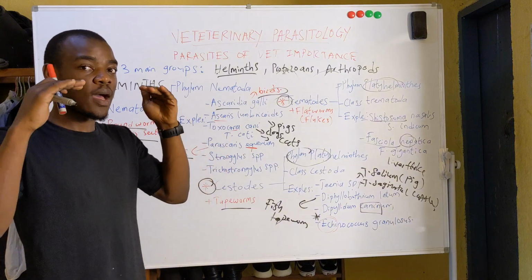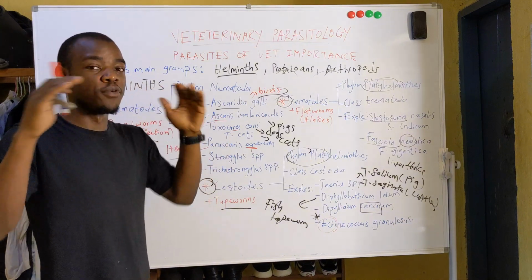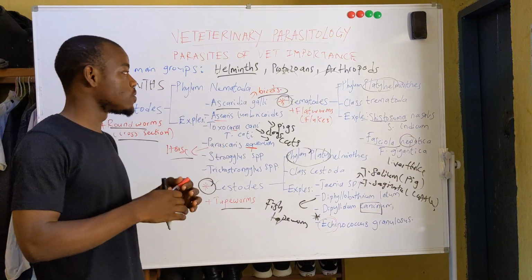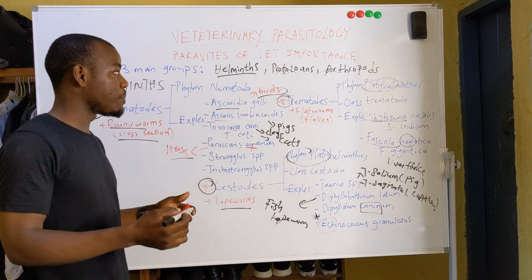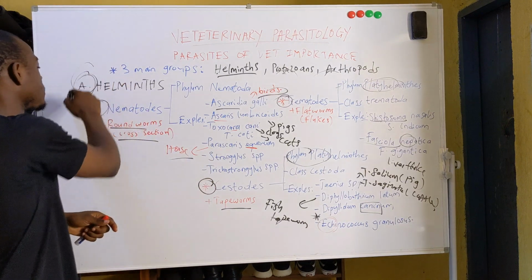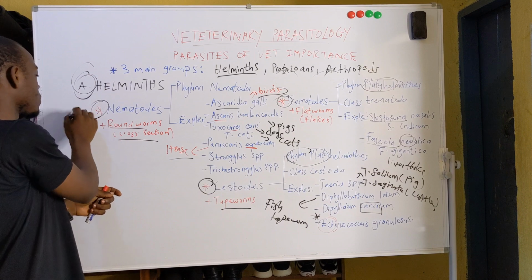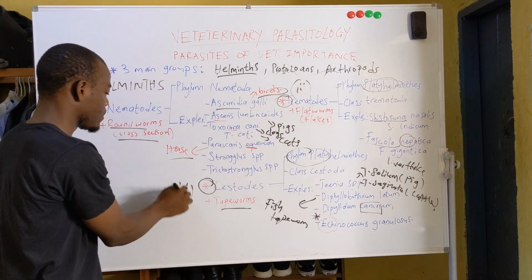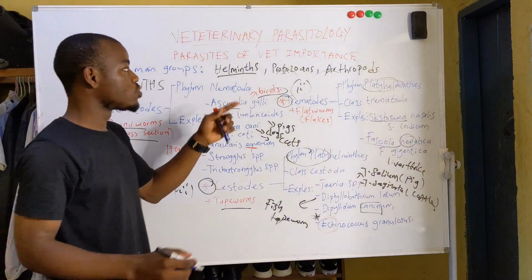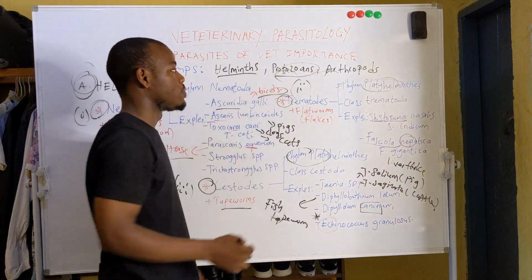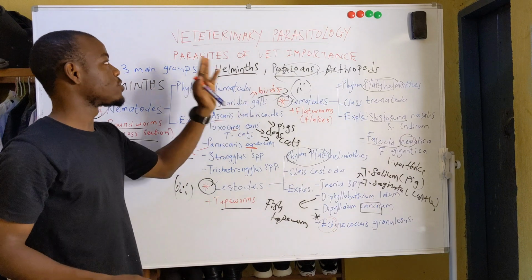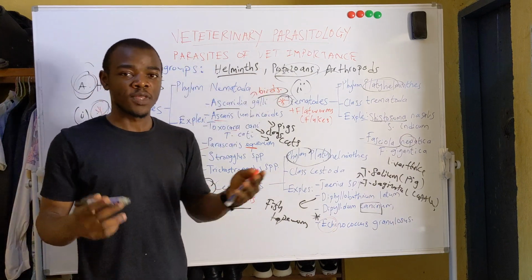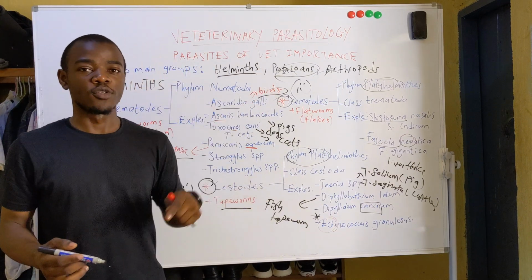But this video was meant for you to have a basic understanding of these concepts. So let's recap. Under the helminth group, we have nematodes, trematodes, and the cestodes. Now we're going to go into the protozoans. The protozoans are another class of parasites of veterinary importance. So let's go into it right now.